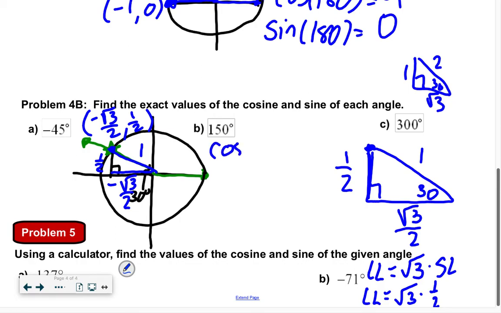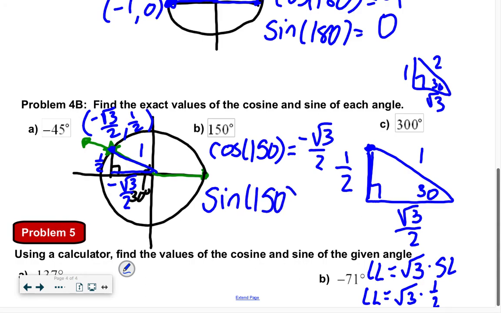So the cosine of 150 is how much? Negative square root of 3 over 2. What is the sine of 150? 1/2. Questions there? None. Okay, can I erase it?